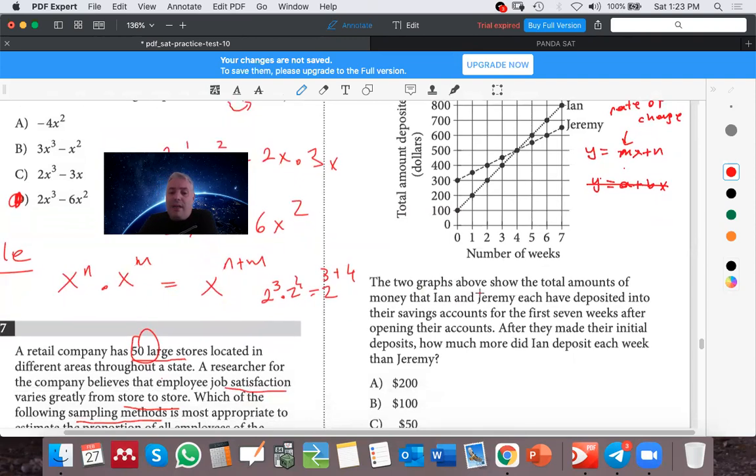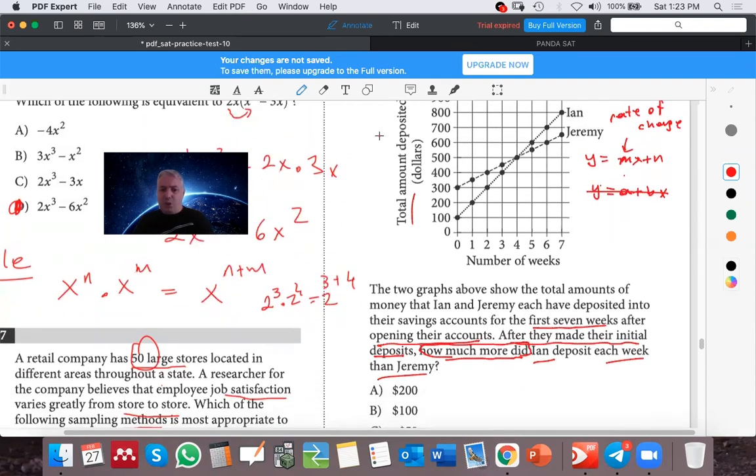The two graphs above show the total amounts of money that Ian and Jeremy each have deposited into their savings accounts for the first 7 weeks after opening their accounts. After they made their initial deposits, how much more did Ian deposit each week than Jeremy? This is the question. There are two solutions here. I will talk about both of them.